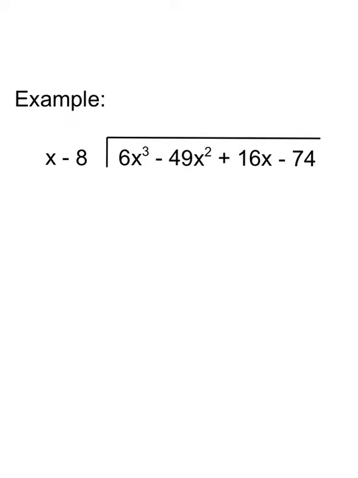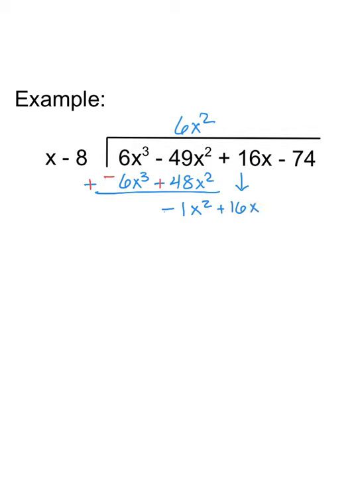Next example. X times what gives me 6x to the third? Hopefully you picked 6x squared. If I multiply, 6x to the third minus 48x squared, we're going to subtract. I keep, change, change when I'm subtracting. 6 plus negative 6 is nothing. Negative 49 plus 48 is negative 1. Carry down your next term.